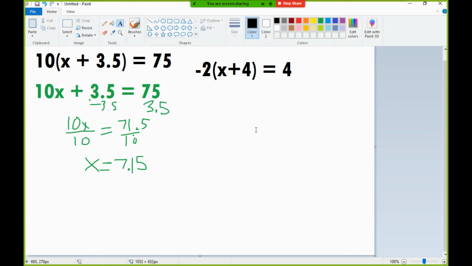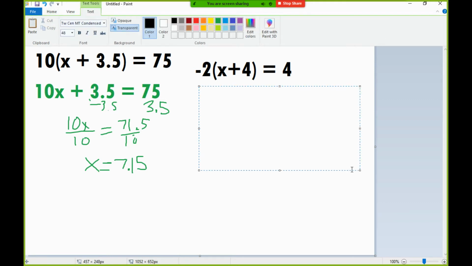We have to remember that when we're distributing, we're still distributing everything outside. And the process is not any different. I still encourage you to distribute individually, right? Distribute the 2 first. -2x plus 8 equals 4. You can see x got a dose of 2, 4 got a dose of 2.